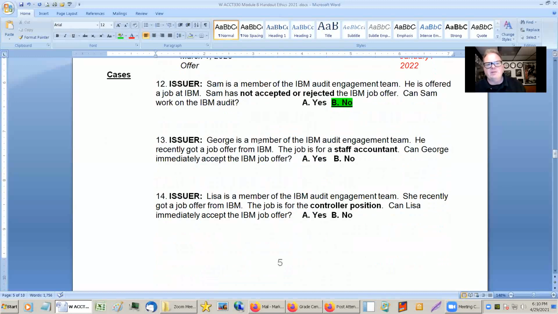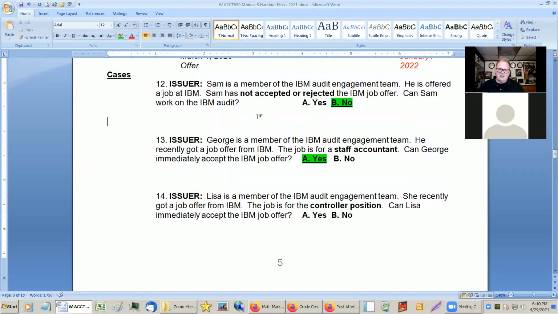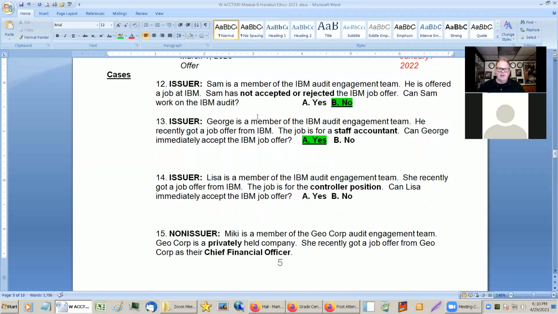George is a member of the audit engagement team. He recently got a job offer from IBM. The job is for a staff accountant. Can George immediately accept the IBM offer? Yes. A staff accountant is not generally a key position. And by the way, this is where you'll see most people who take a job with the client; they would probably come in as a staff accountant. So it's not like they're going to be key to the audit.